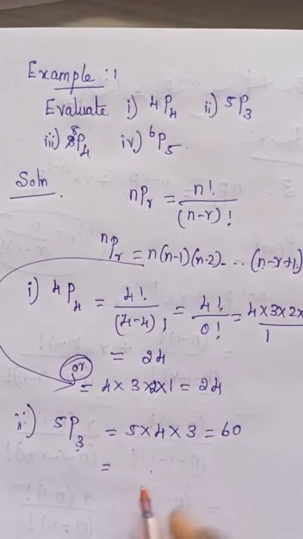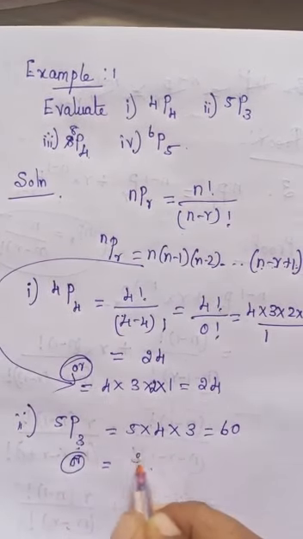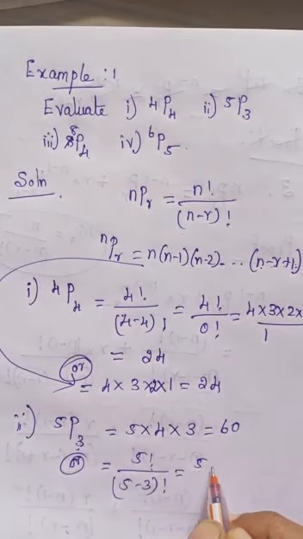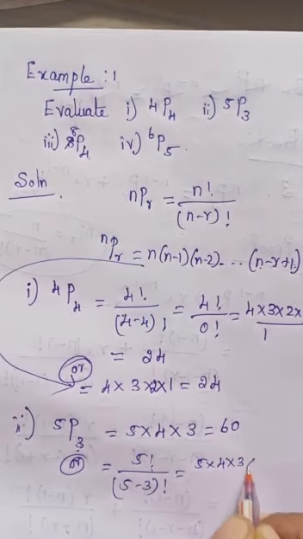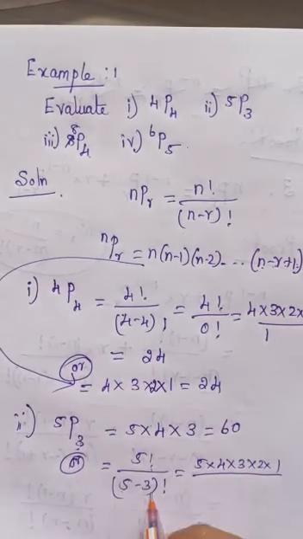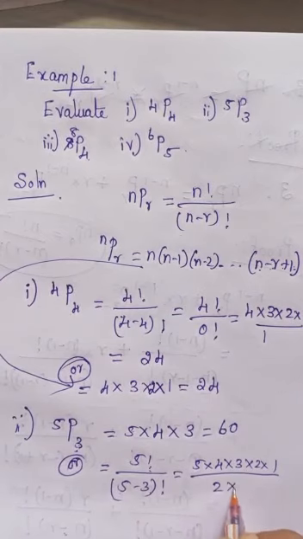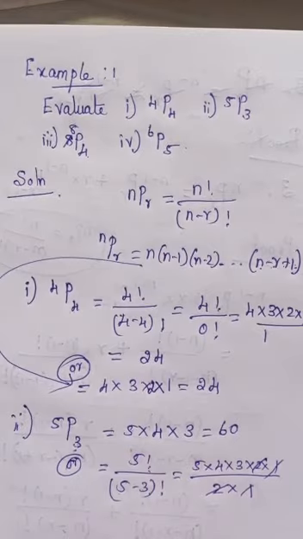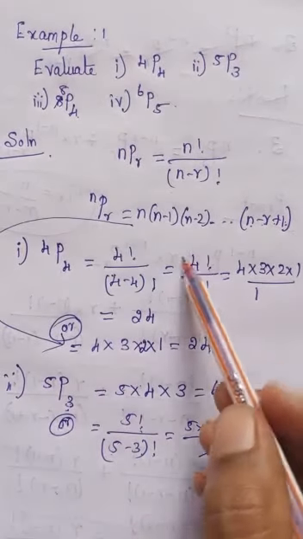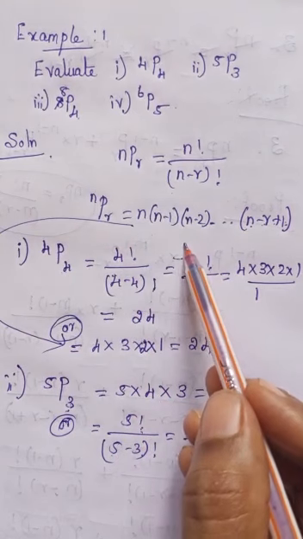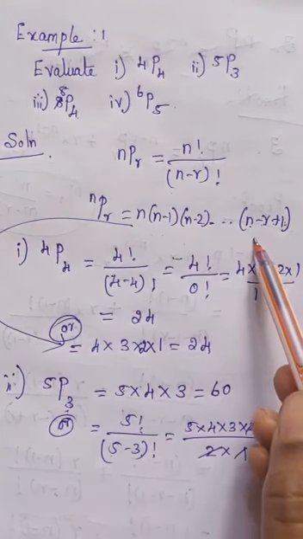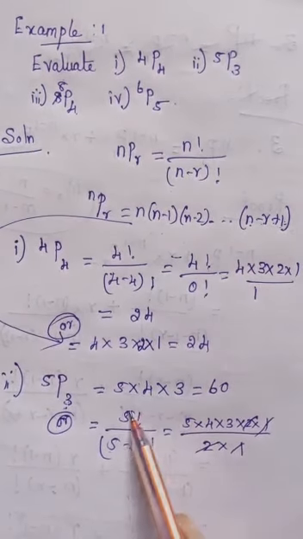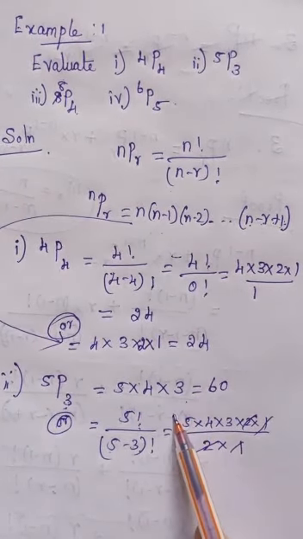See, in the formula, 5 factorial by 5 minus 3 factorial. 5 factorial is 5 into 4 into 3 into 2 into 1. 5 minus 3 is 2 factorial, so 2 into 1. So what are we getting? 5 into 4 into 3. Even you can use this step also. 5 into 5 minus 1 is 4. Last step may be 5 minus 3 plus 1. 5 minus 3 is 2, 2 plus 1 is 3. So 5 into 4 into 3. Till that we have to stop.